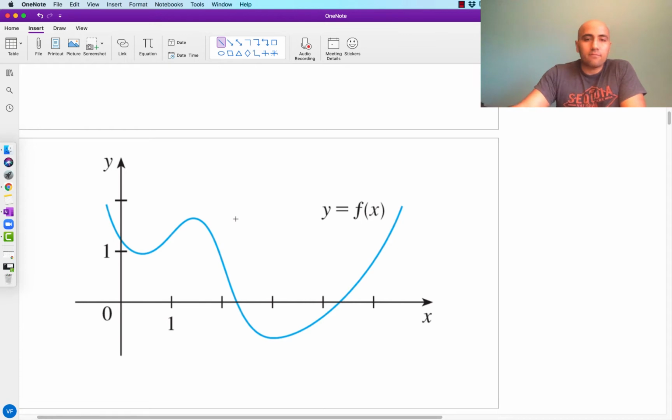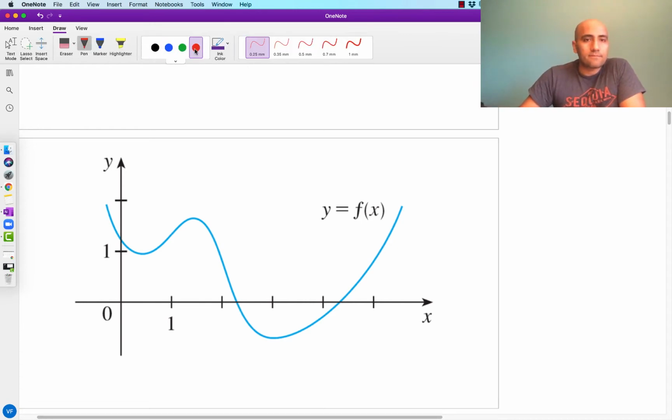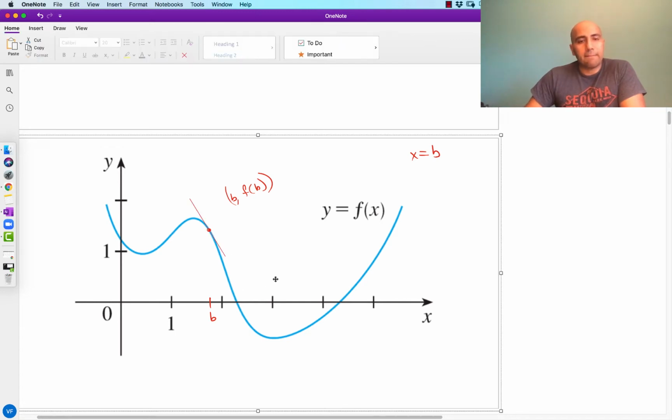So if we let x equal b, for example, right? So there's some b value here. Then this will translate to some point there, which is the point b comma f of b. And now if we plug b into the derivative function, the output will be the slope of the line tangent at that point, which we can visualize, maybe something like that.